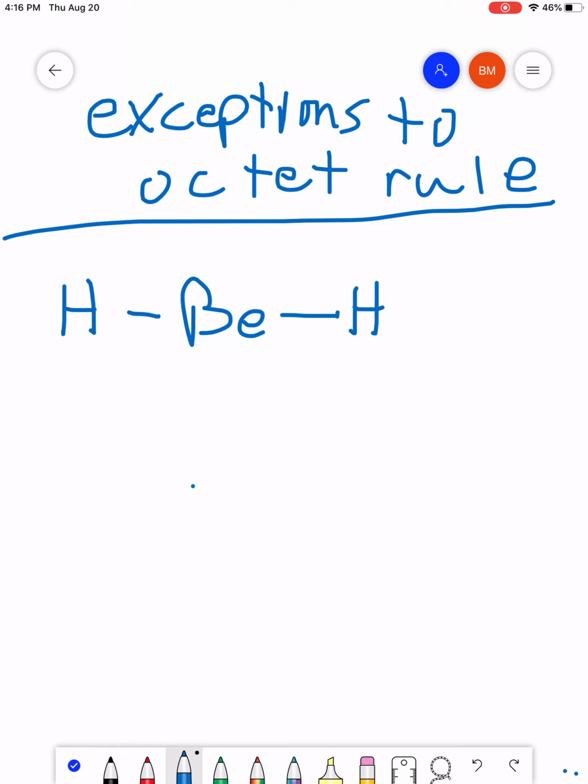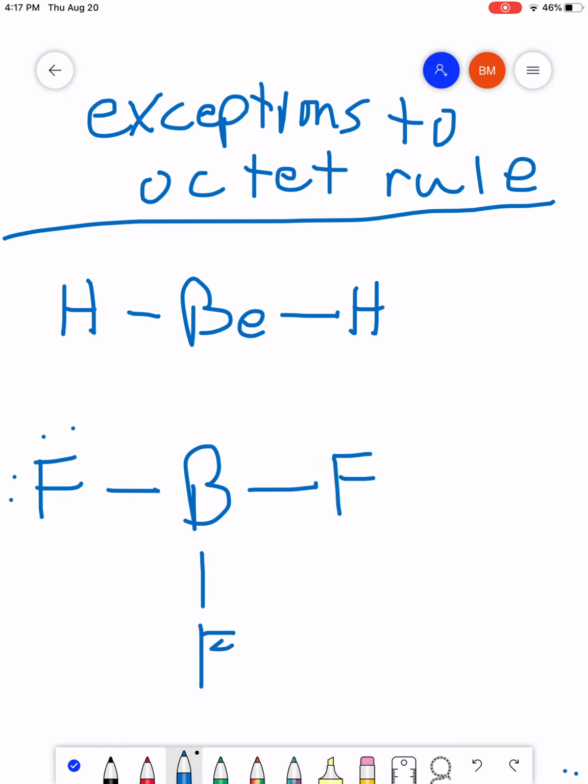We see something similar with boron, which is a B. Boron has three valence electrons, and that means it can make only a maximum of three bonds. But again, it's perfectly happy that way. It's perfectly neutral. We don't see these very much in organic chemistry, but there are selected instances where we will run into them, so it's kind of important to be aware of.